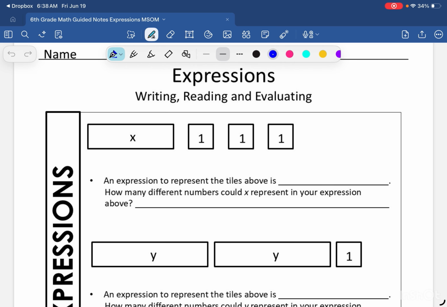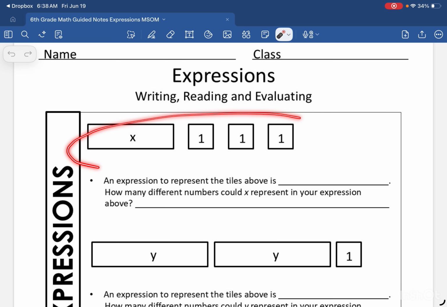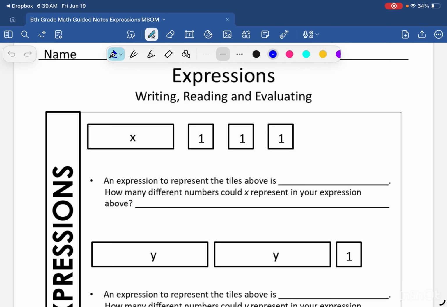Let's get started. Right here at the top we can see some algebra tiles. We have an X and we have 3 1s. An expression to represent the tiles above is going to be X, and then we have 3 1s, so we will write plus 3. How many different numbers could X represent in your expression above? X can represent an infinite amount of numbers.